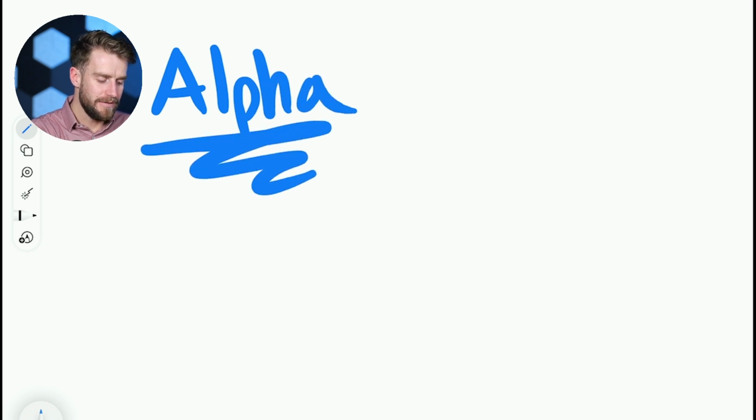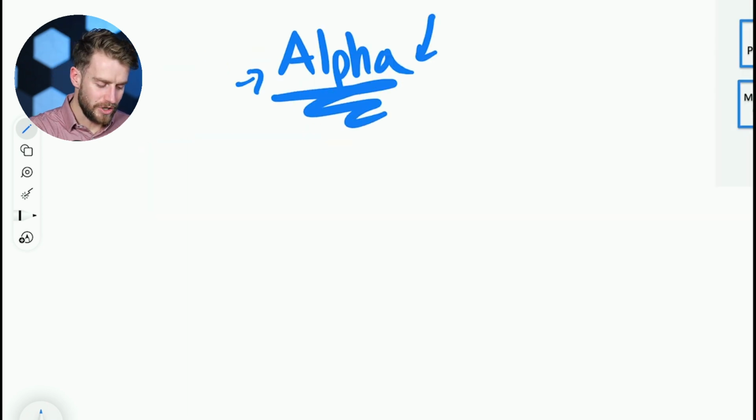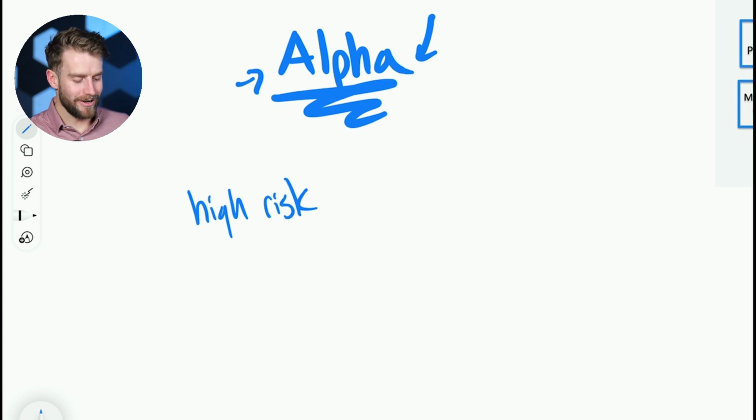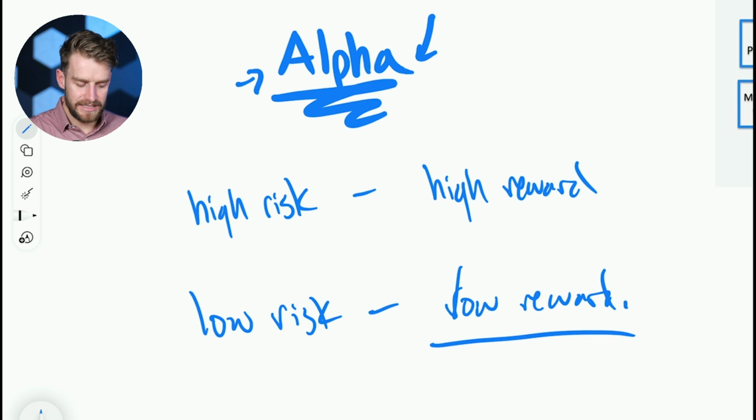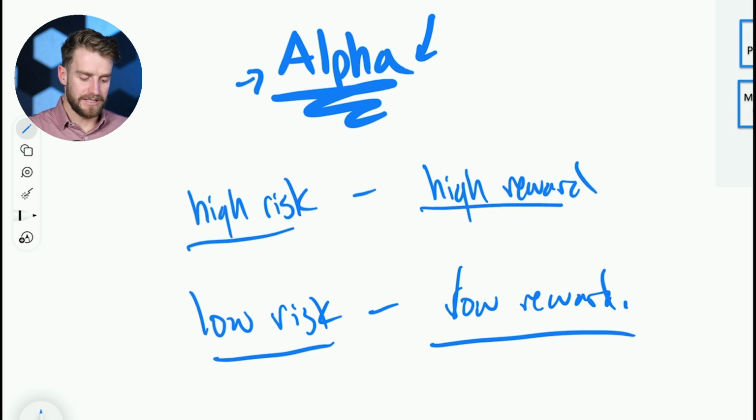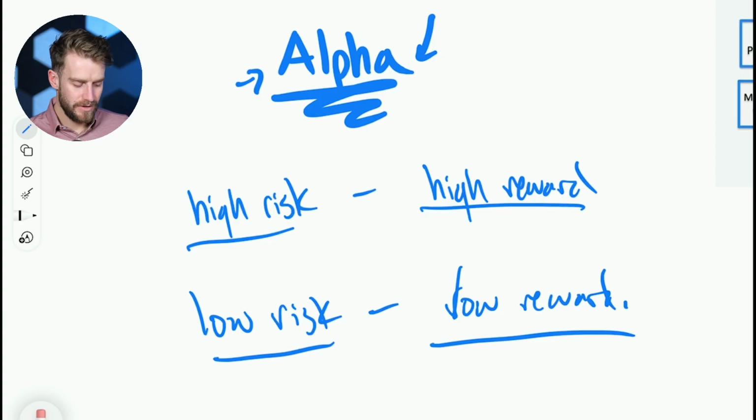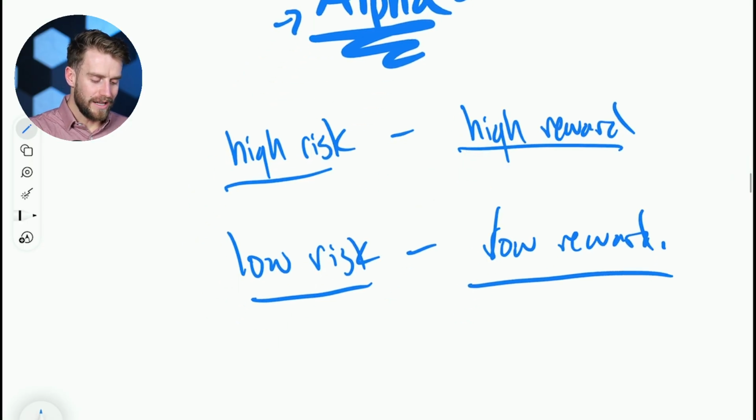A lot of us in investing have heard of a term like high risk, finish it for me, high reward. High risk, high reward, low risk, low reward, right? That's what we hear a lot, and that's how people talk about investing decisions. We as fund managers are trying to figure out investments where we have relatively low risk with relatively high return.